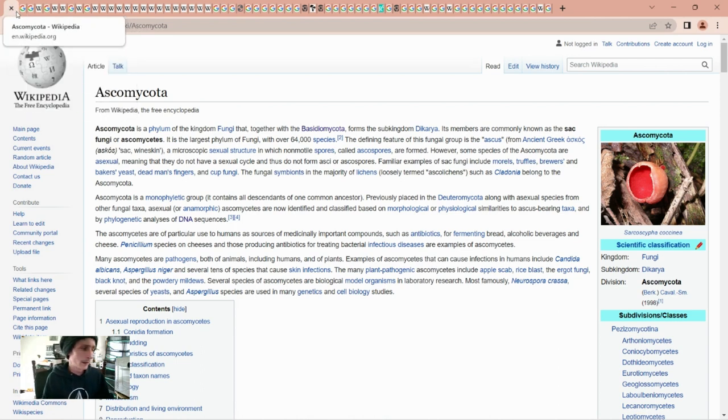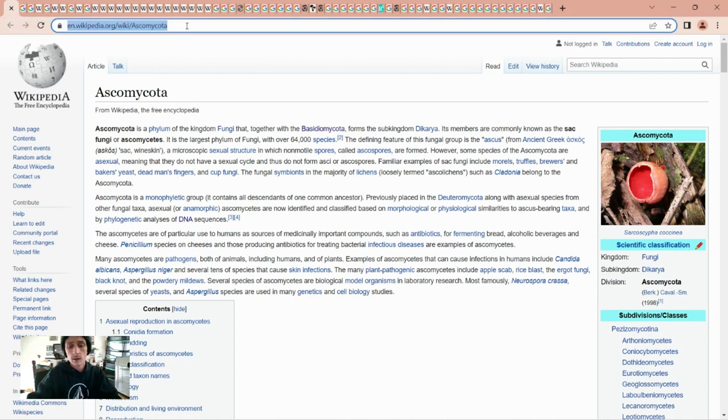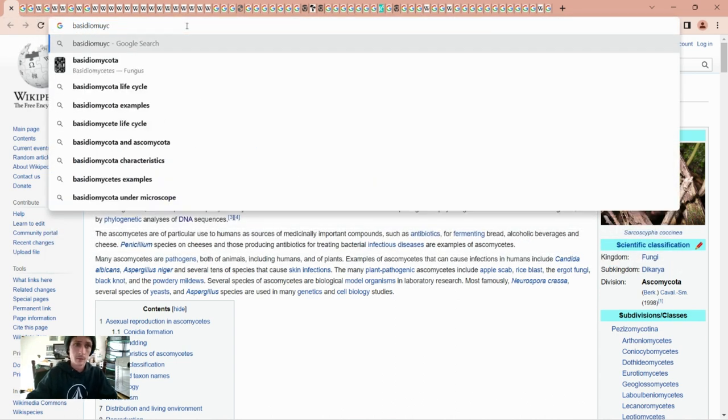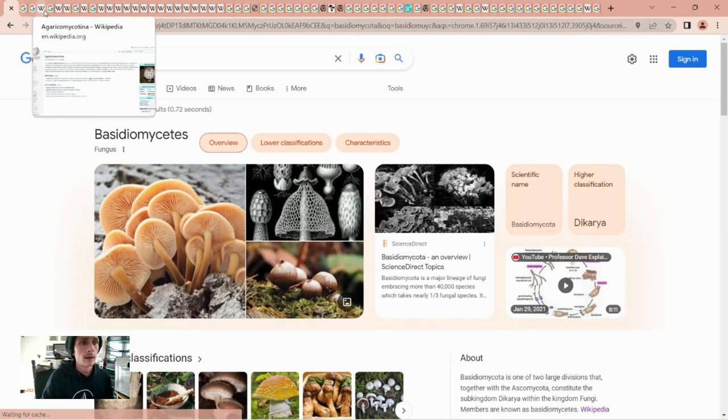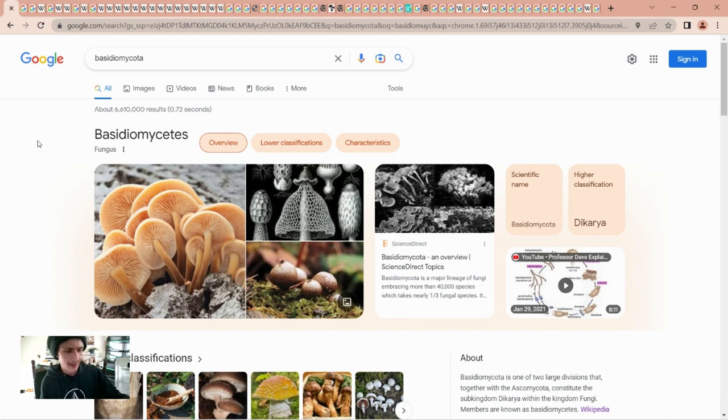Our two main phyla of fungi that we're going to be looking at usually is going to be Ascomycota or Basidiomycota. There are like six or so other phyla of fungi, but all cultivated mushrooms are in Ascomycota or Basidiomycota. The Basidiomycetes contains Pleurotus, lion's mane, whereas Ascomycetes contains Cordyceps, truffles, morels.